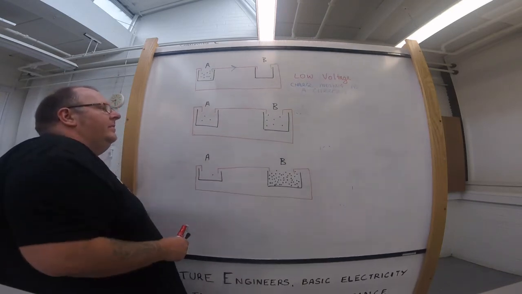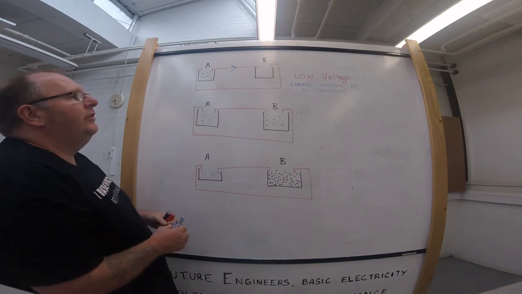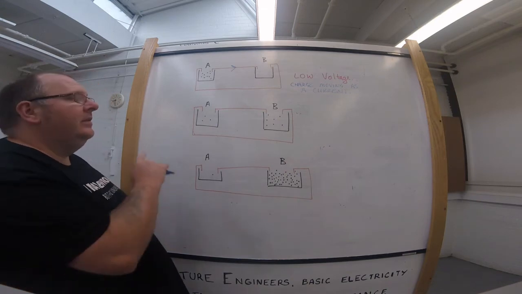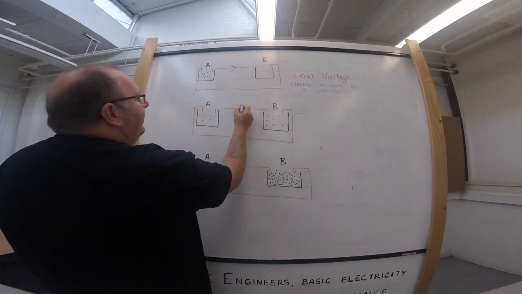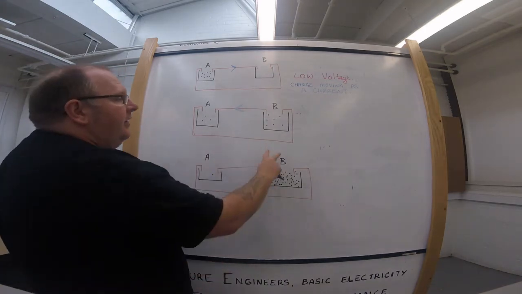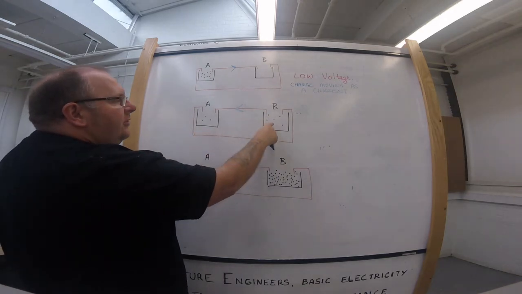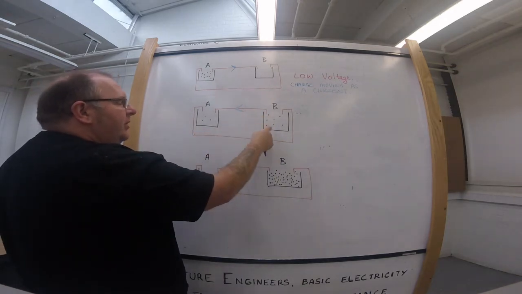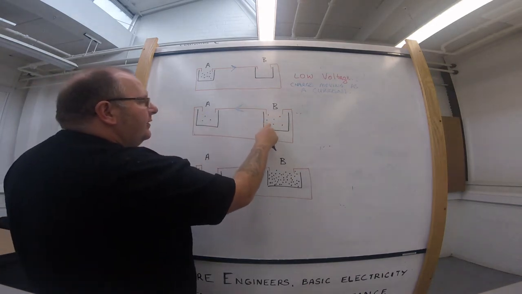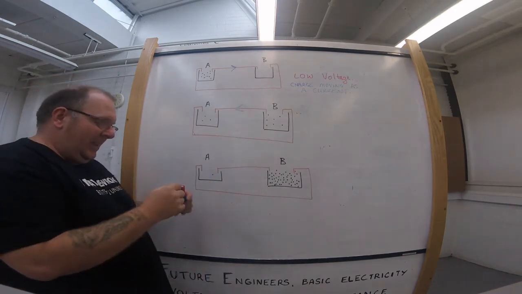Let's have a look at the second one. What direction do you think the arrow for the current will flow? What direction will that charge be moving? If you said that direction, you were right. There's more charge here than there is here. So electrons will flow, charge will move from B to A. 1, 2, 3, 4, 5, 6, 7 versus 3. Charge is going in this direction.